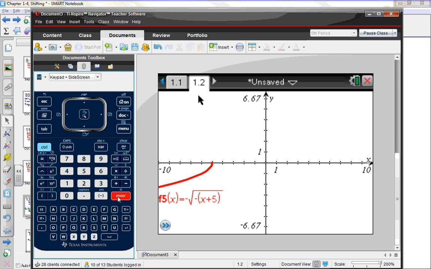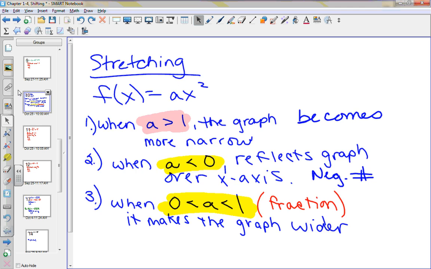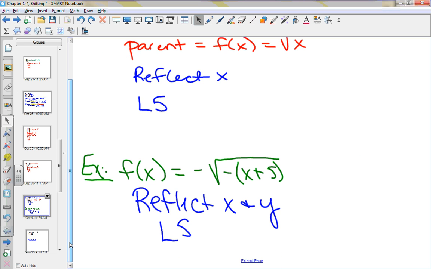Do we see it? You good? So we flipped it over the y, and then we flipped it down. We all see that? We're good to go? Okay. Any questions over what we just talked about?